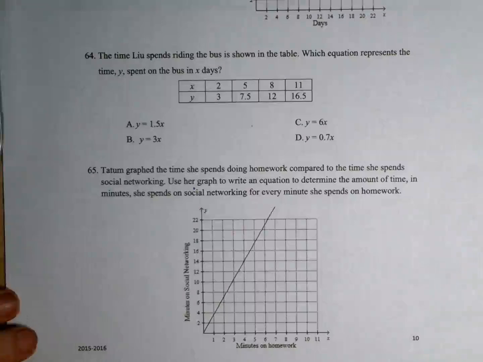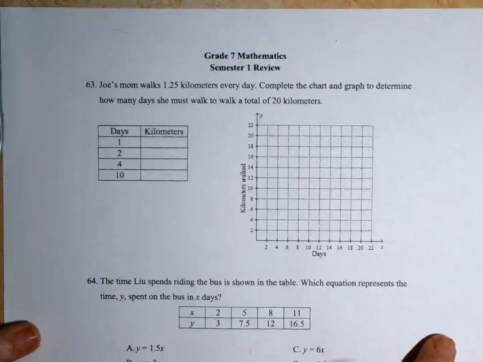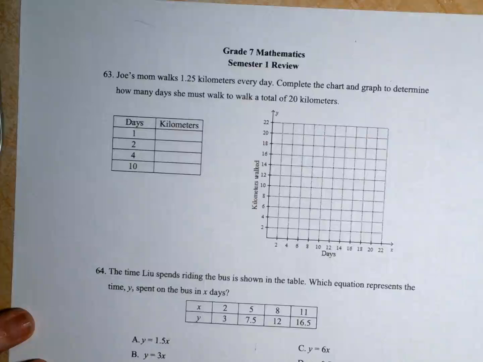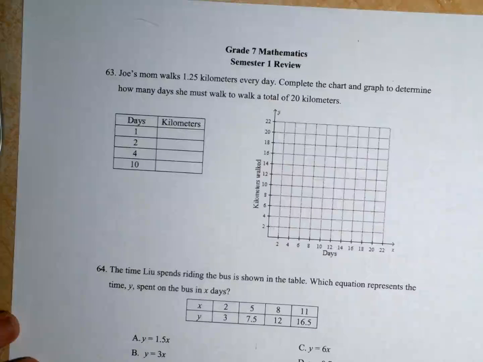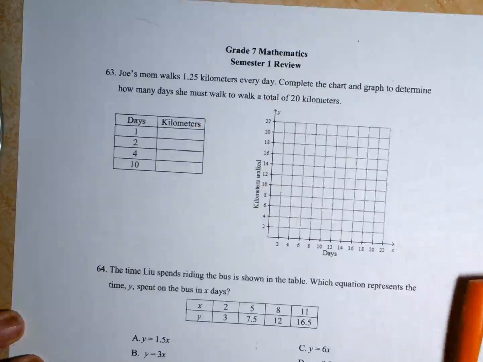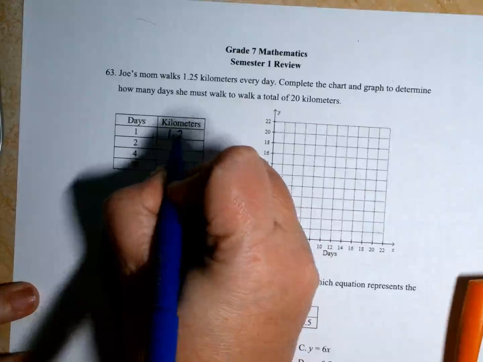All right, number 63. Joe's mom walks 1.25 kilometers every day. Complete the chart and graph to determine how many days she must walk for a total of 20 kilometers. So I know if she walks one day, she walks 1.25.